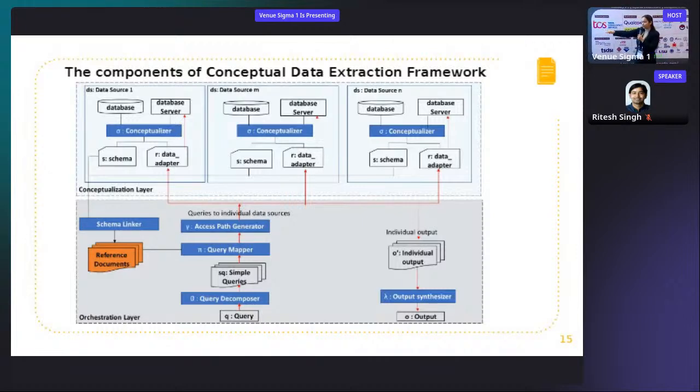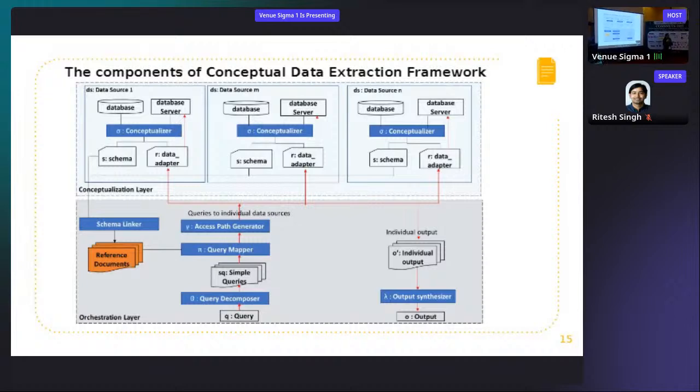This global schema is then provided to the query mapper. When the input query is fired as a distributed query on distributed data sources, the query decomposer simplifies the query. With the help of the query mapper and access path generator, it facilitates access to individual data sources. The output from individual data sources is collected and given to the output synthesizer, which generates the final output.